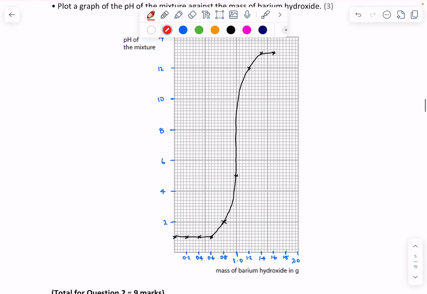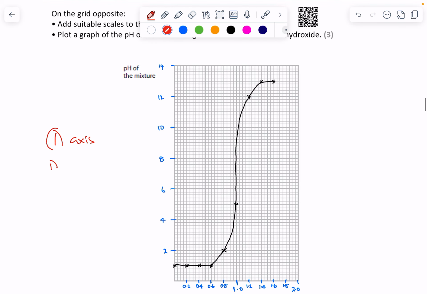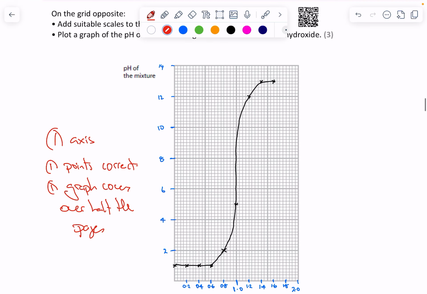But marks wise, you are going to get a mark if the axes, so both axes, are nice linear scales. So that means they go up in a steady pattern. So you can see every large square is 2, 4, 6, 8, and here we've got 0.2, 0.4, 0.6. So I get 1 mark here for the axes being nice and linear. I get another mark for the points that I've plotted being correct. So 1 mark for the points correct. And a second mark if the graph covers over half the page. So the graph covers over half the page. Okay, so 3 marks, and that's how you get the marks for that question.